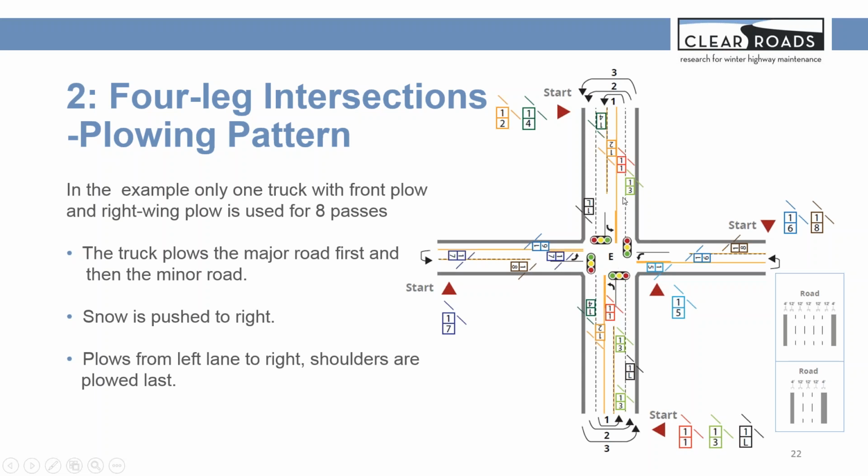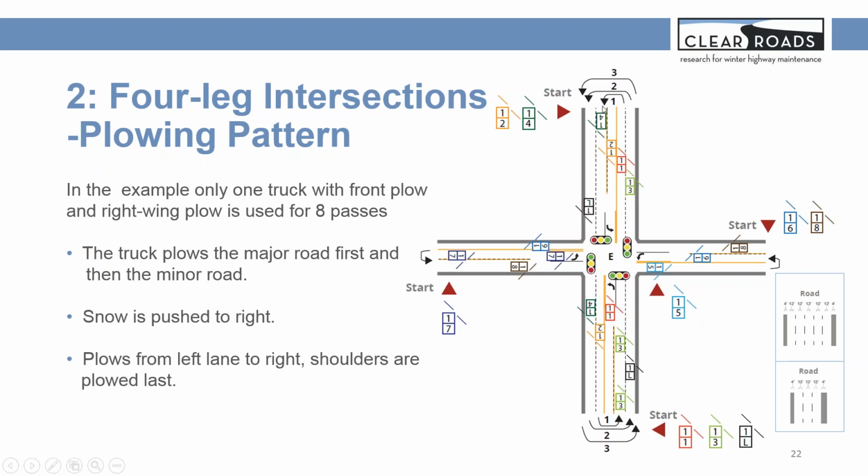on the left through lane on the other side, and then it turns around again to clear the left lane. This left lane becomes the left turn lane. Again, the truck doesn't turn left. It proceeds through the intersection and continues to plow the left through lane on the other side. And it turns around and starts pass number 3 to clear the middle through lane, goes across the intersection, and then shifts to the right to clear the right lane.